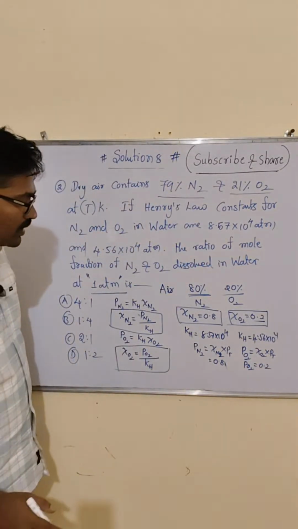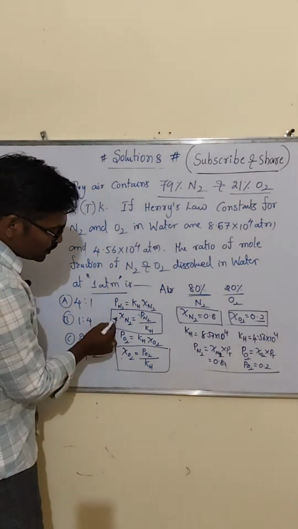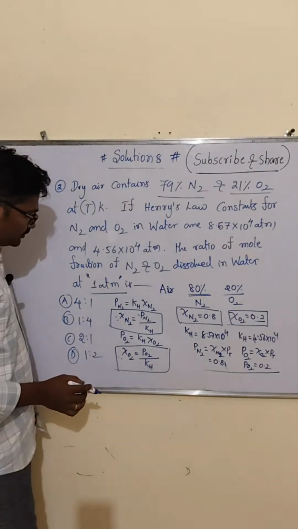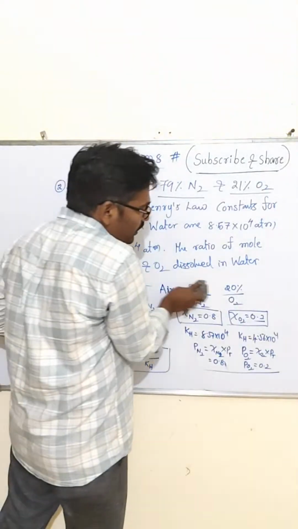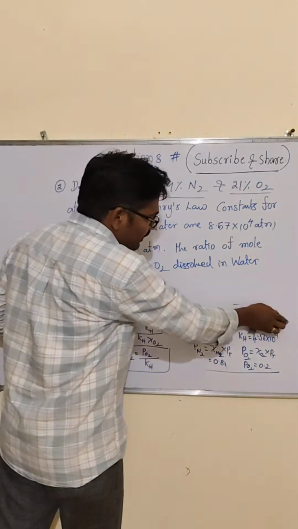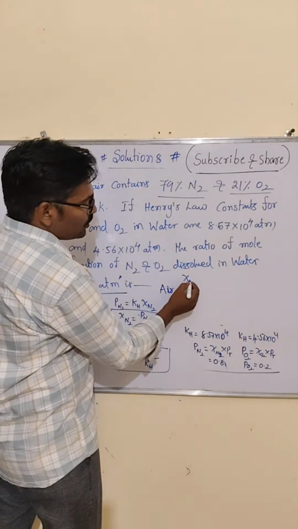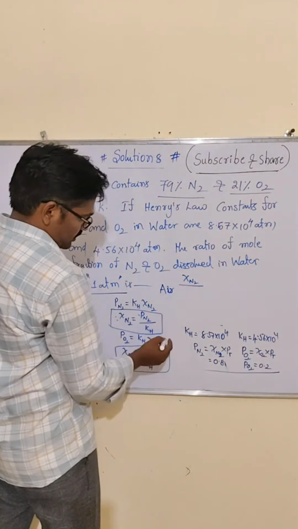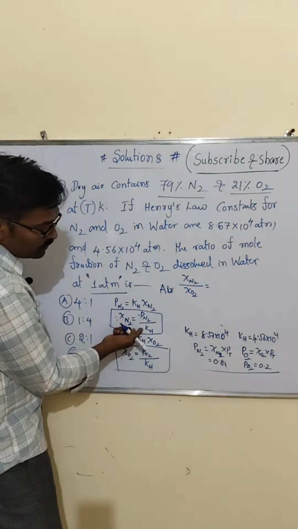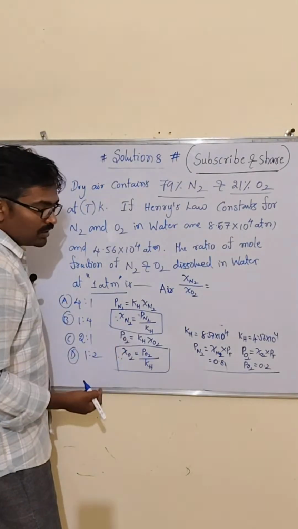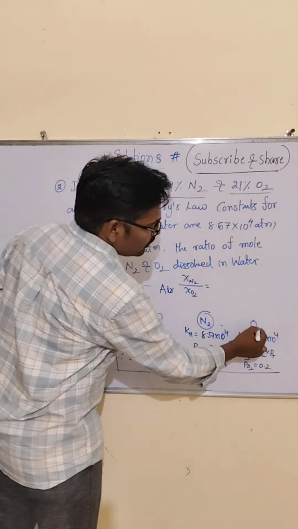Now we have the partial pressures, so we can take the mole fractions of N2 and O2. Observe that here I will take the mole fraction of N2 divided by the mole fraction of O2. The mole fraction of N2 is the partial pressure of N2 divided by KH, and for O2 the partial pressure of O2 divided by KH, right?